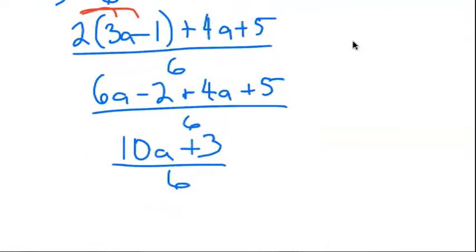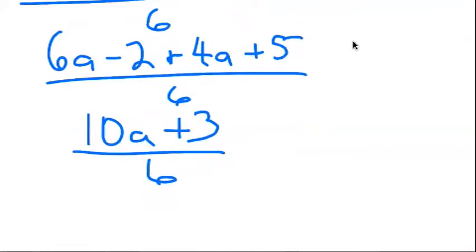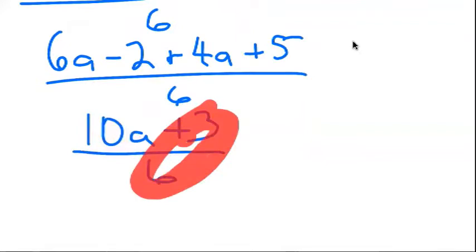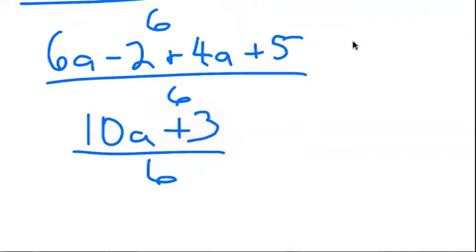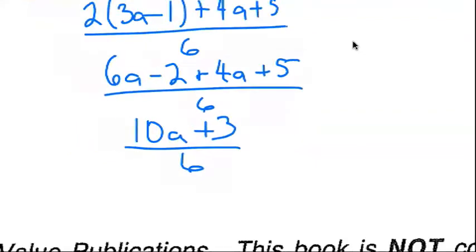Now, here, no other reduction can happen. Yes, I can simplify and reduce 10 and 6 because they divide by 2, but I can't divide 3 by 2, so I can't do that. And yes, I can simplify 6 and 3 by 3, but I can't divide 10 by 3, so I can't do that either. Okay? So I have to leave it right there. Everything has to reduce by the same number or you can't do anything.